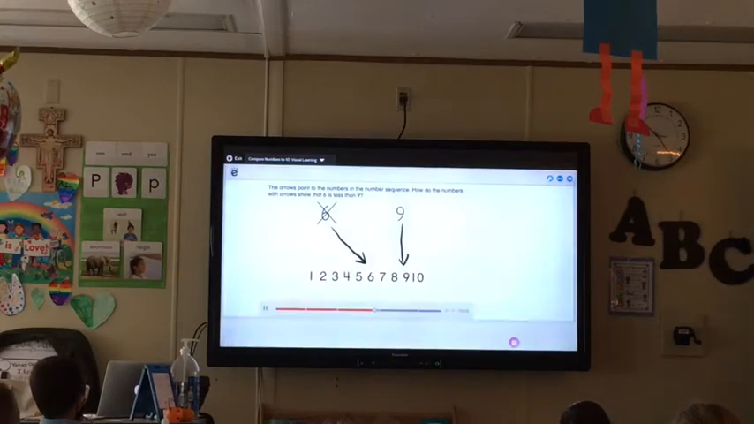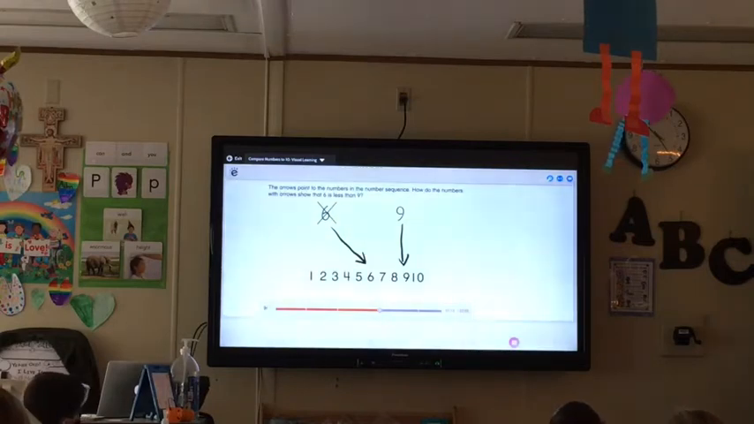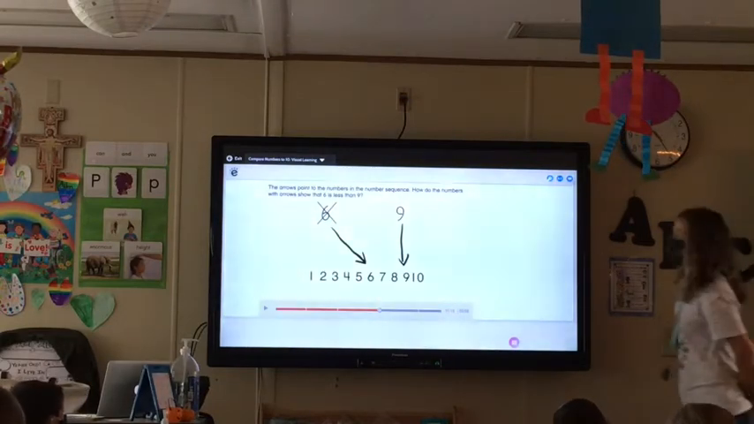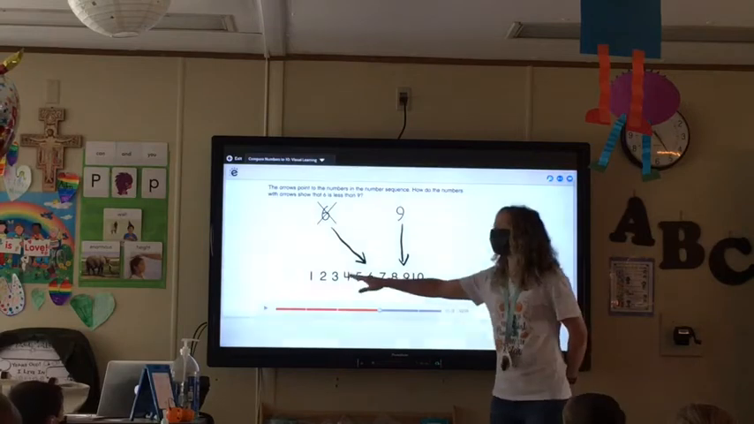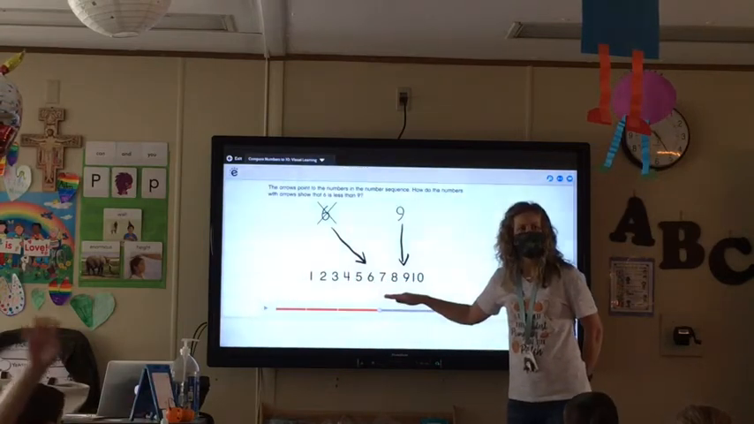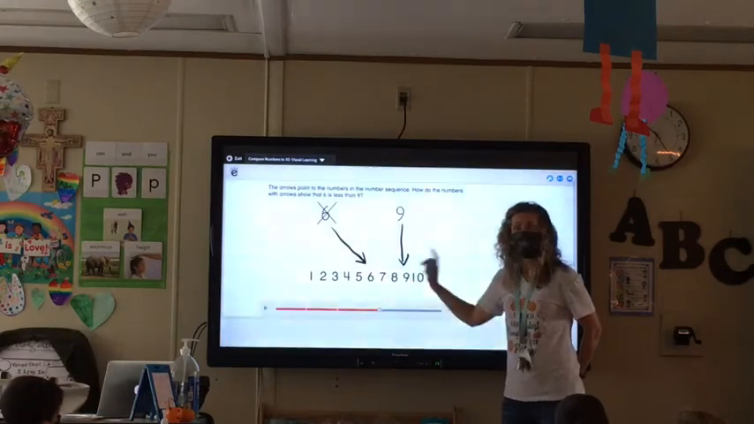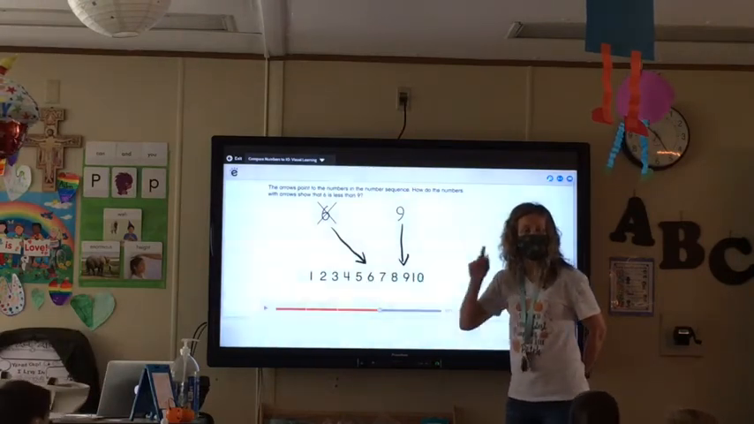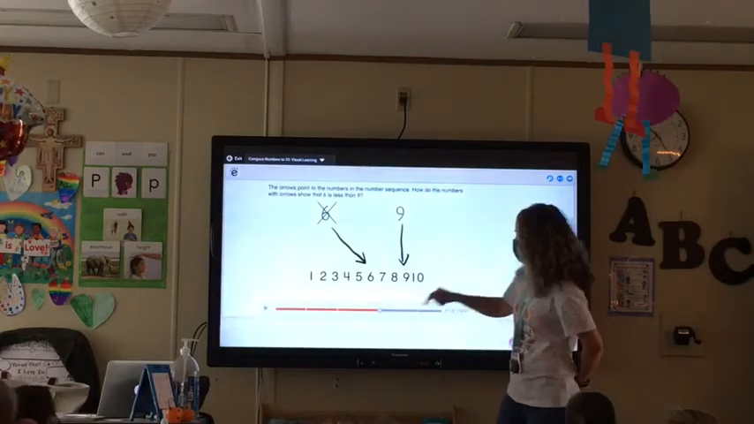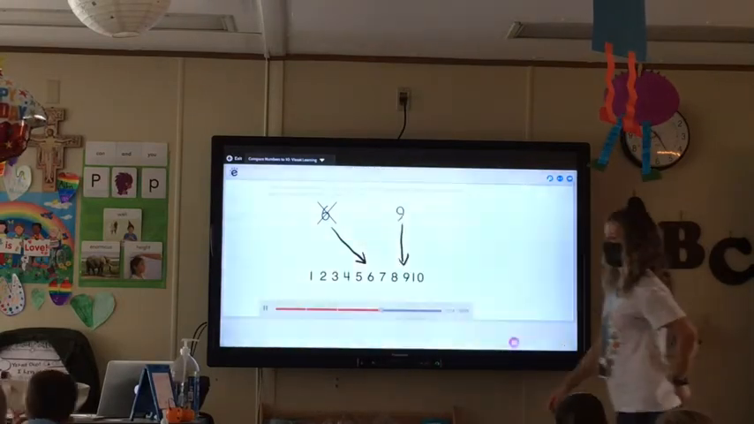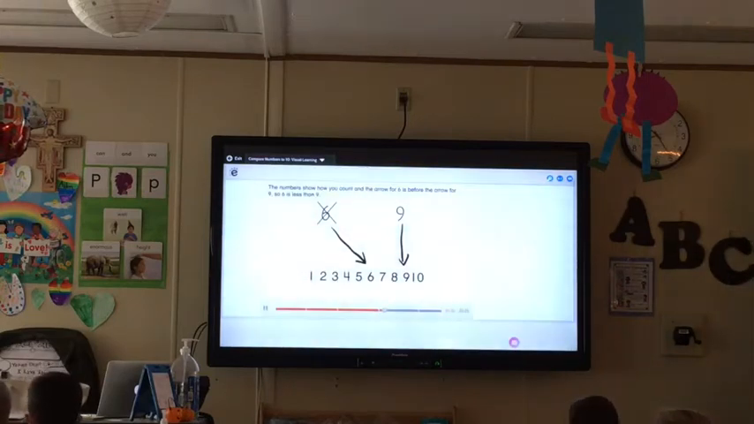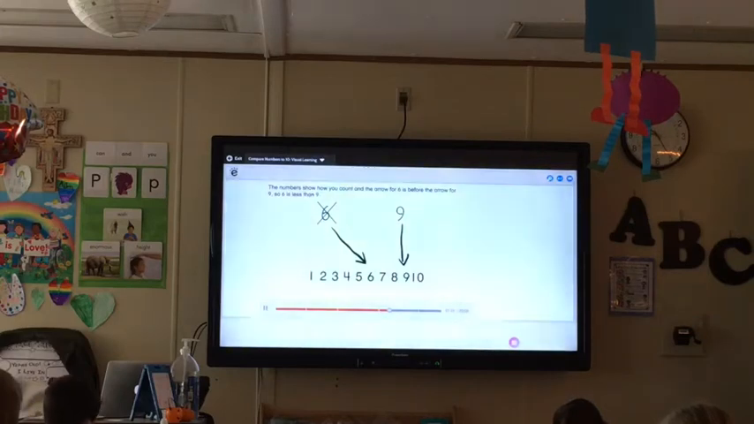Yep. How do the numbers with arrows show that 6 is less than 9? Okay, so those arrows are pointing to where they are on the number line, right? So what number comes first when you count, 6 or 9? Jacob, what comes first, 6 or 9? 6, right? So we know that 6 is going to be less than 9 because we say it first when we count. Okay? The numbers show how you count, and the arrow for 6 is before the arrow for 9. So 6 is less than 9.